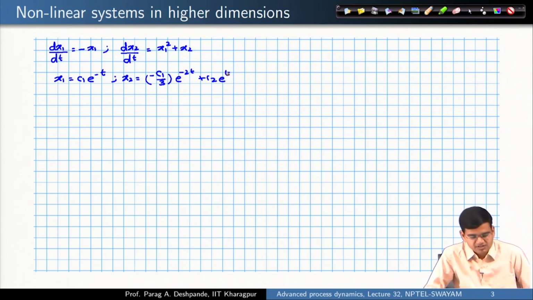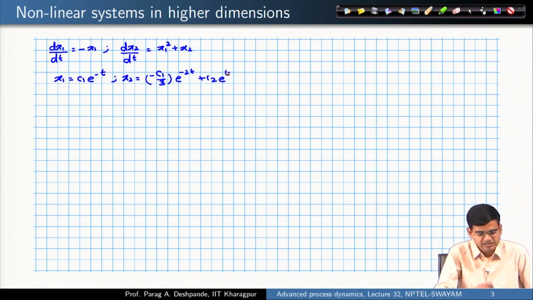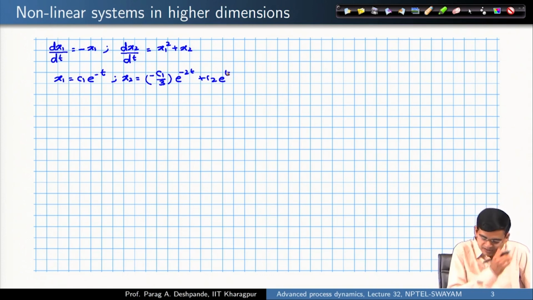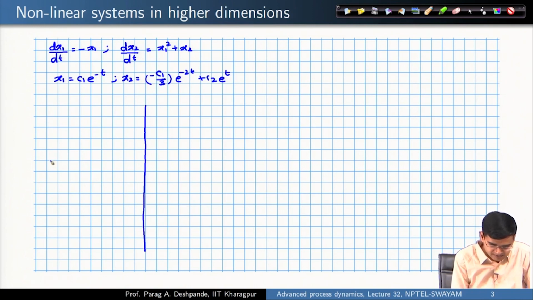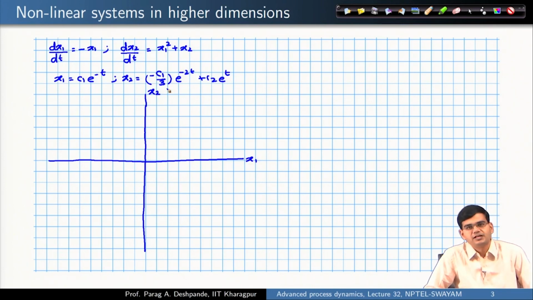These were the solutions. Now, can I develop the phase portrait of this system using these solutions? Should be fairly straightforward. In the phase portrait, what I should have is on one axis x 1, on the other axis I should have x 2. Okay.